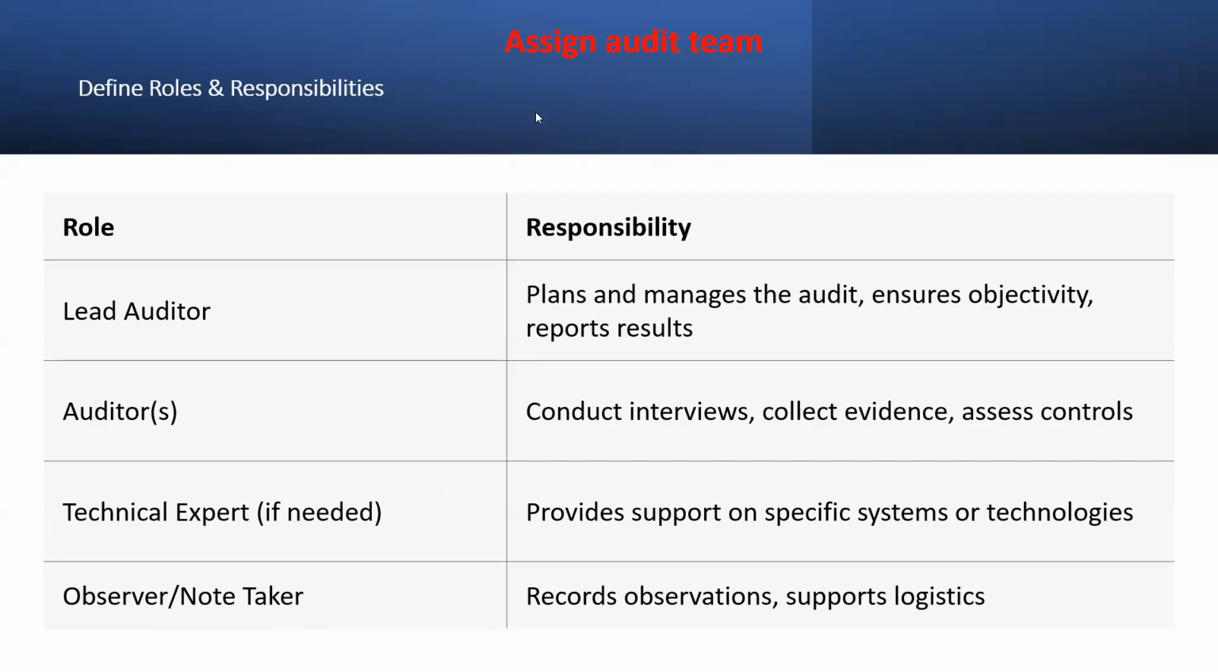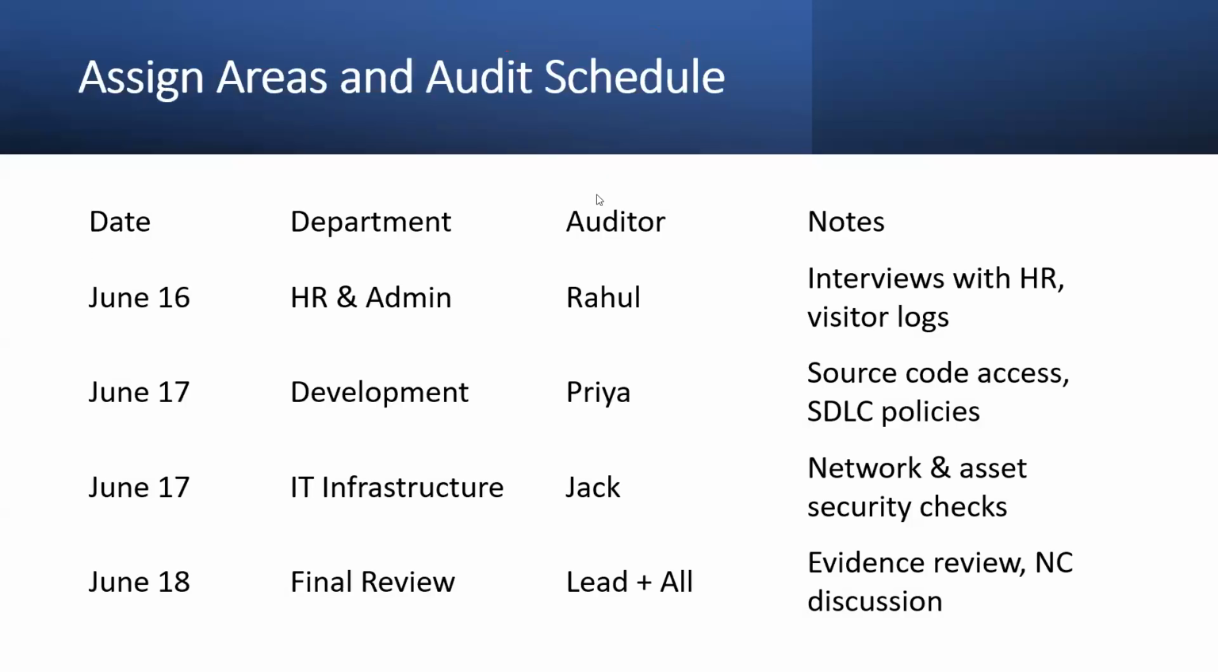Okay, now once the roles and responsibilities have been defined, we will be checking for the competence of the auditor. Okay, so you will be making the list of the auditors, then you are going to assign the roles and responsibility day wise. We will be creating a schedule for that audit. Okay, the audit is for 3 days. June 16, we will be looking for the interviews, we will be looking into the visitor log, and this task has been assigned to Rahul, the name of the auditor.